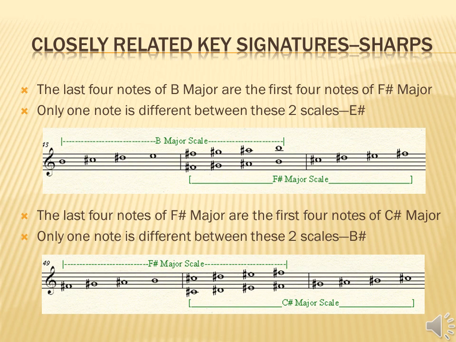Let's look at the B major scale and the F sharp major scale. Here's the B major scale. And here's the F sharp major scale. The last four notes of the B major scale are the first four notes of the F sharp major scale. Only one note is different between these two scales, and that's E sharp.